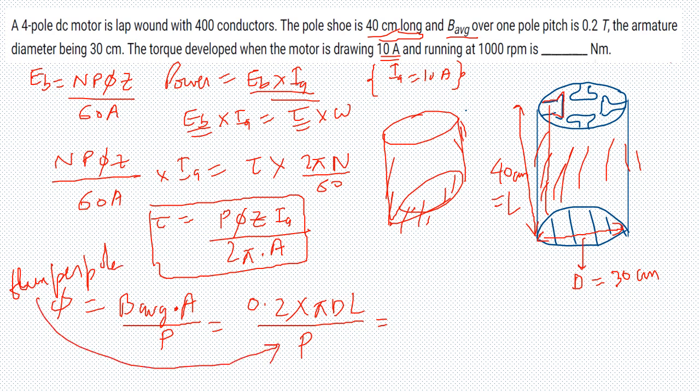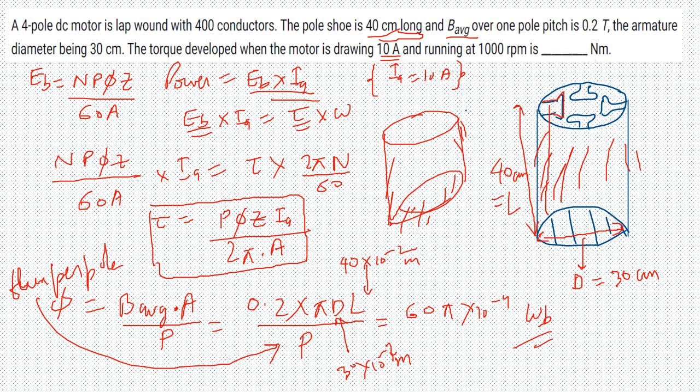Now if you calculate and put all the values here, L is 40 into 10 power minus 2 meters, oh sorry, I said D earlier, this is L. And D is 30 into 10 power minus 2 meters. If you do all those calculations, you get 60 pi into 10 power minus 4 Webers. So this is what you get.